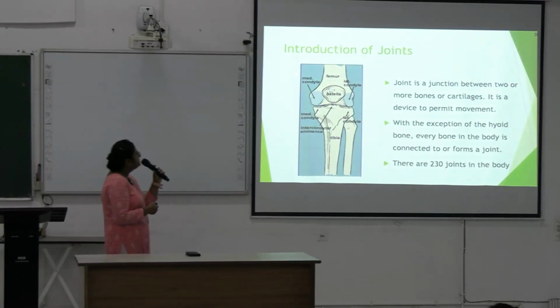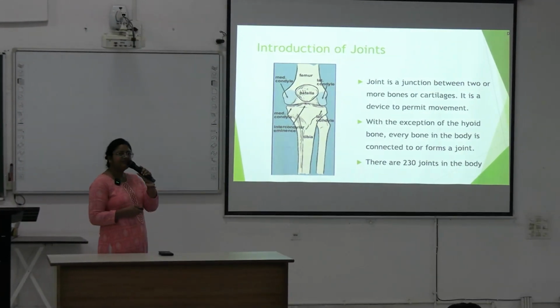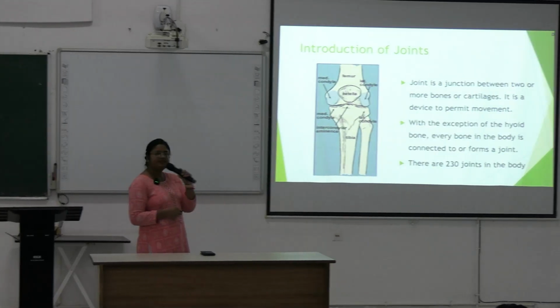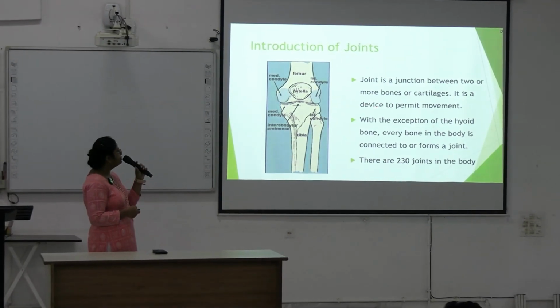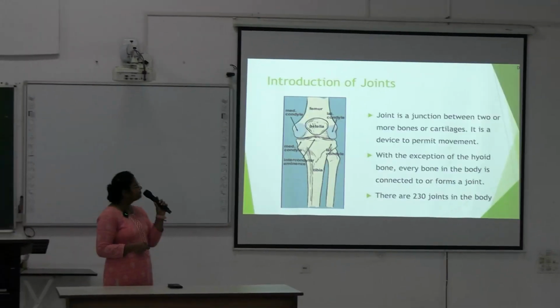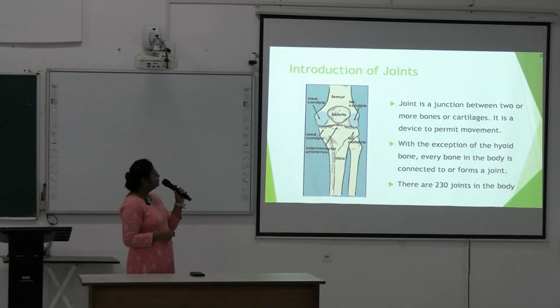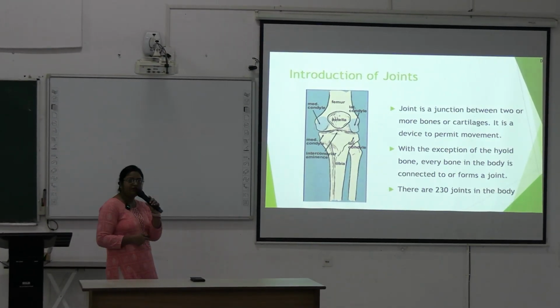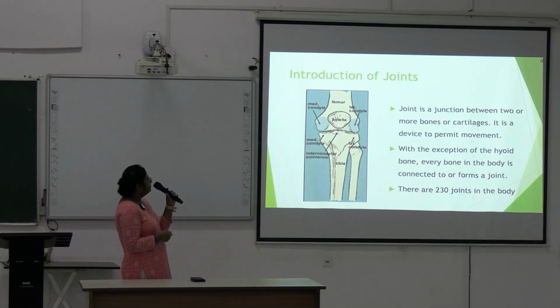So first, the introduction of joint. What is a joint? Joint is a junction between two or more bones or cartilages. It is a device to permit the movement. Here you can see the knee joint. Joint is occurring between the lower end of femur and the upper end of tibia.